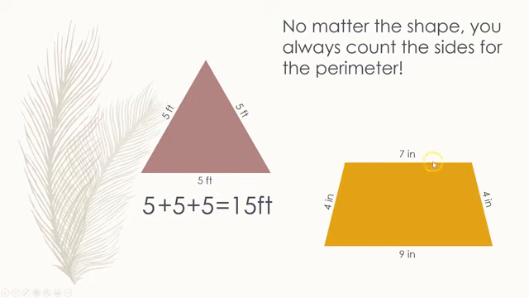Now sometimes you might have a shape that does not have the same length for each side, like my trapezoid here. If you have a shape like that, it's okay. We're still just going to count the sides and add them all together to figure out the perimeter. I have 4 inches plus 7 inches plus 4 inches plus 9 inches. And when I add those all together, I get 24 inches.